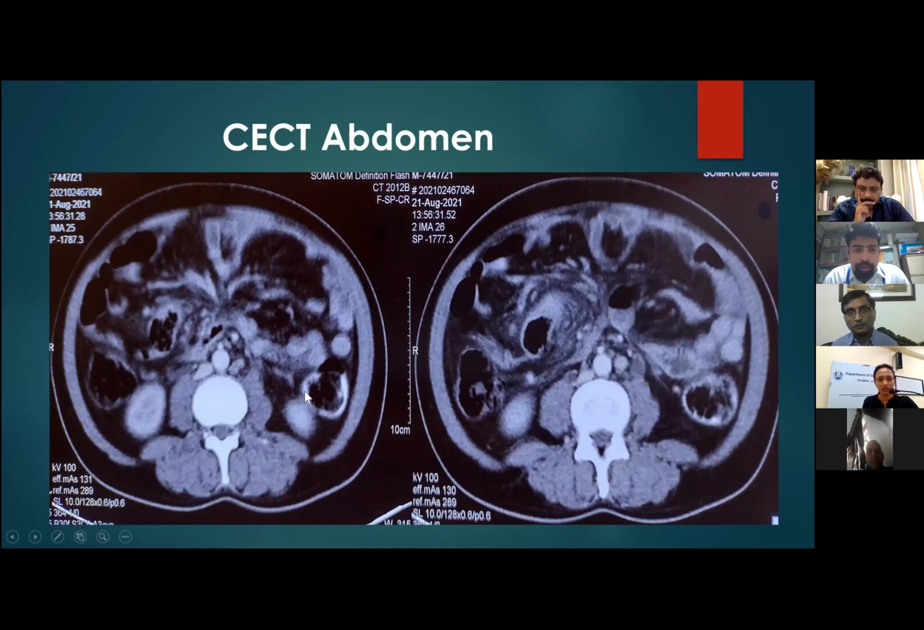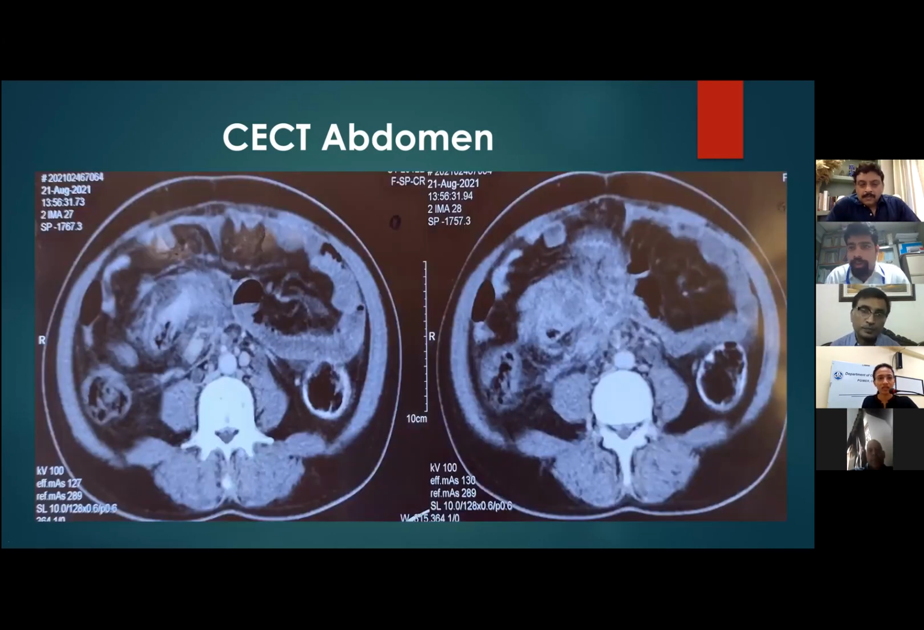So I think they have given rectal contrast. Probably that's why it's appearing, yes. Yes, sir. So here, still scrolling down.